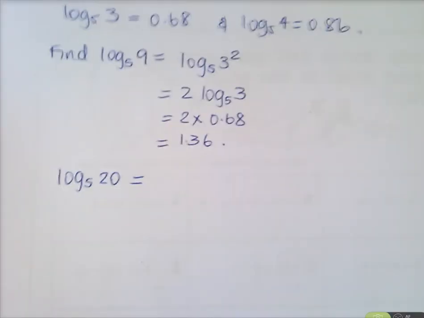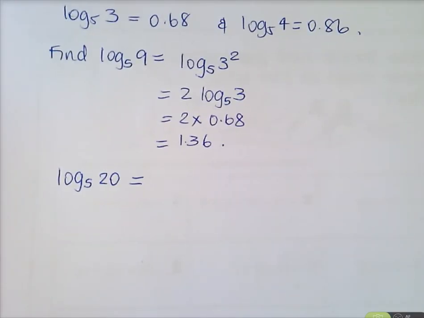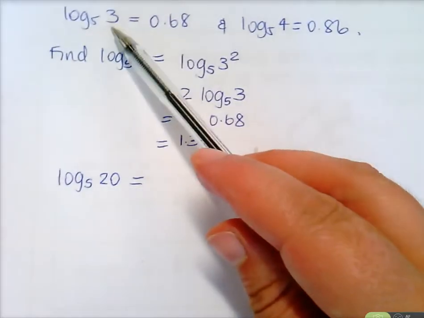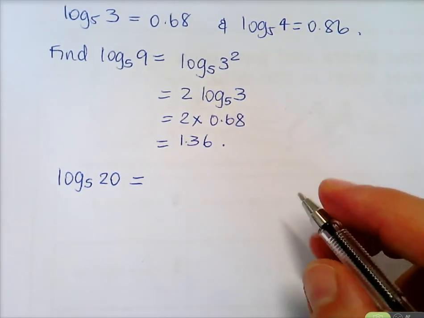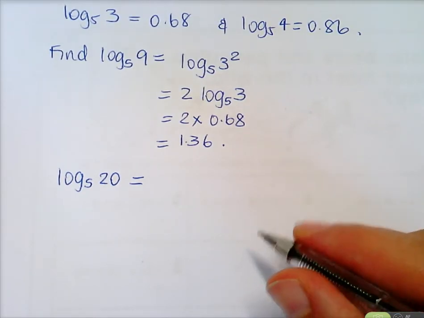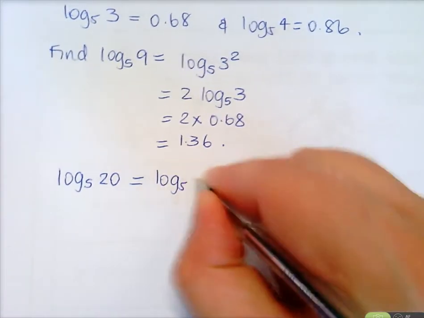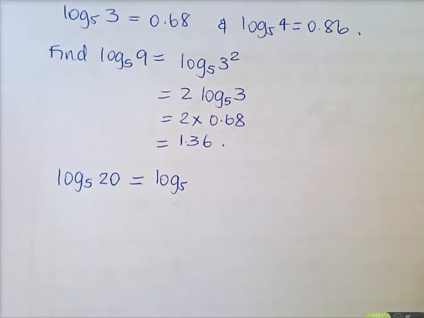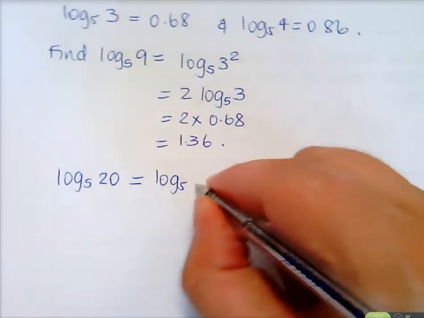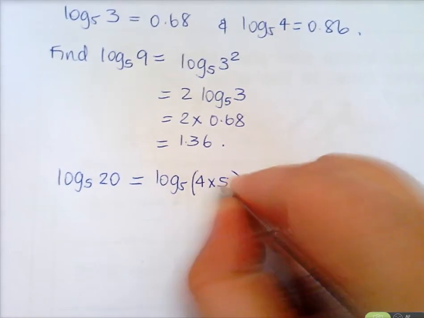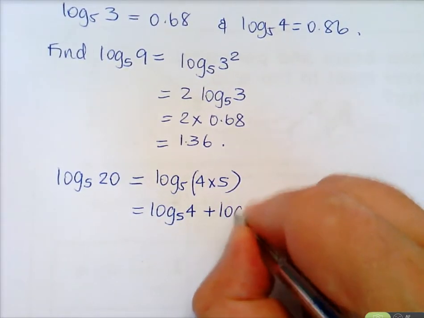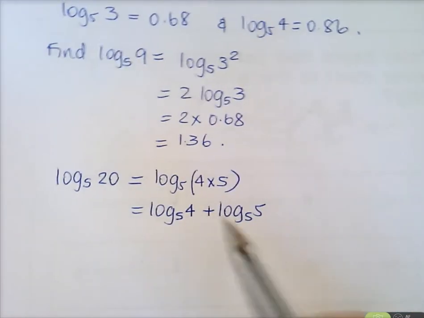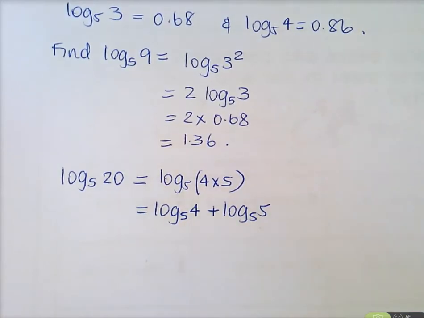Last one, log to the base 5 of 20. Girls, I've got to only use either log to the base 5 of 3 or log to the base 5 of 4. Is 10 times 2 going to help me? 4 times 5 will help me. You know why it'll help? Because it's log to the base 5 of 4 plus log to the base 5 of 5. Now, we did a whole heap of those. What's log to the base 5 of 5?